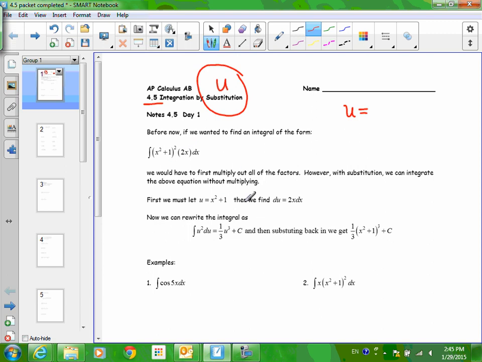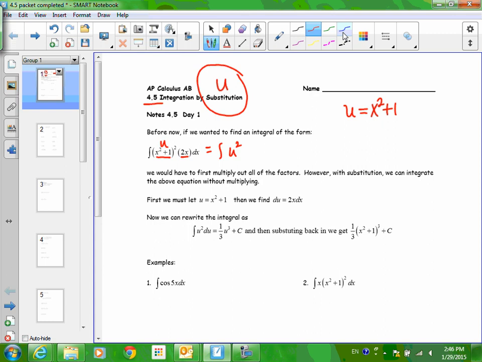Now, if you read ahead, you can kind of see what's going on. But I want you to see the two main parts of this problem. Do you see how one of them is the derivative of the other one? Okay? Which one is not the derivative? The x squared plus 1. So that's what I'm going to let u equal. I'm going to let u equal x squared plus 1. Okay? So when I rewrite this problem, in place of x squared plus 1, I'm going to write a u. So it simplifies the problem down, and it makes it possible for us to continue.